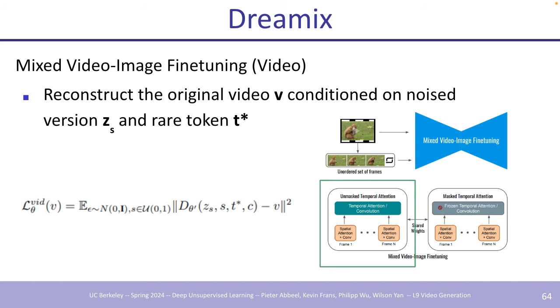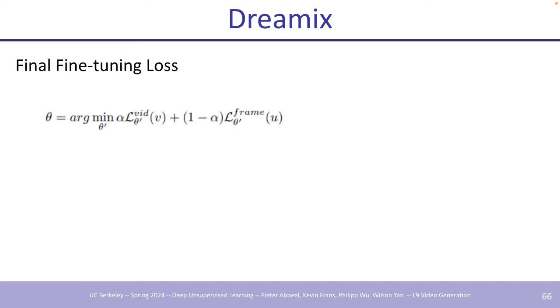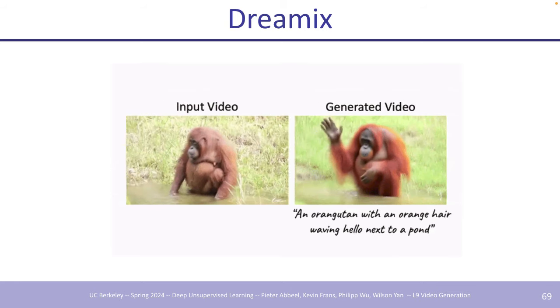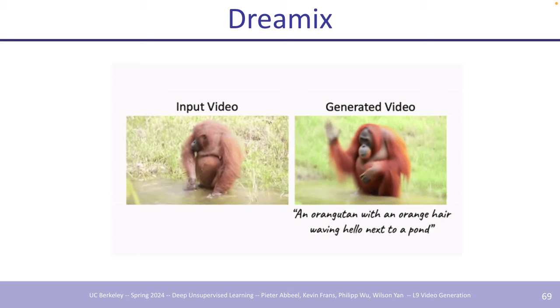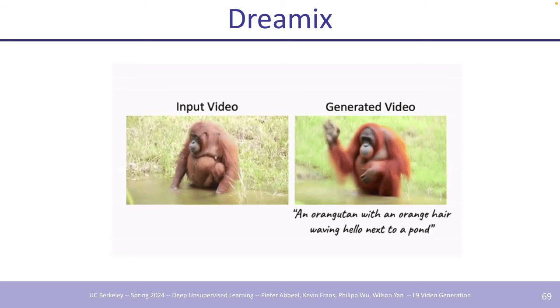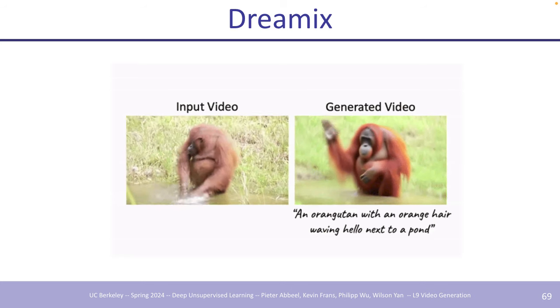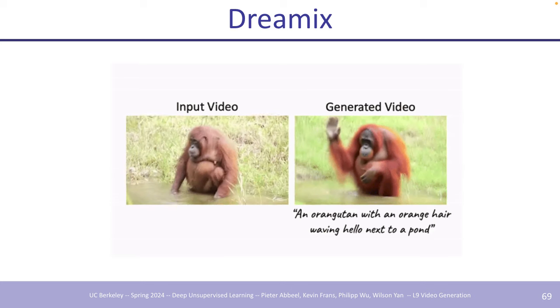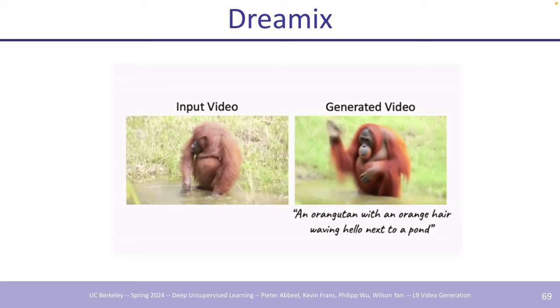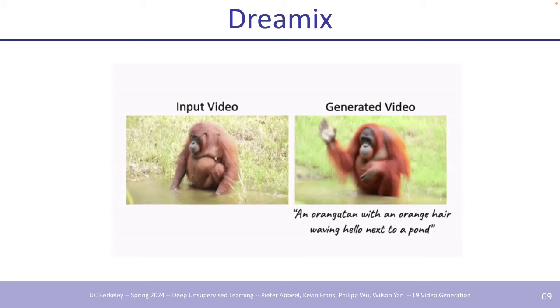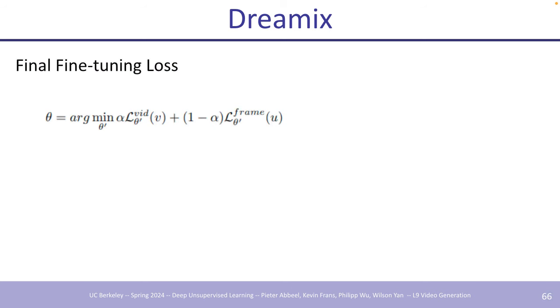I have an example here: a video of a monkey in water, and you want to make it wave its hand. Something like SDEdit wouldn't really work because it preserves all the coarse motion or coarse information in the video. So we would need a different approach for this.